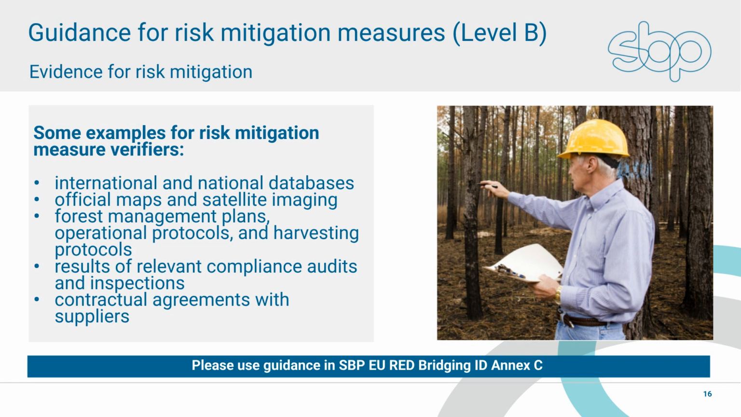Once risk mitigation measures are in place, their effectiveness must be monitored and documented. This relies on collecting appropriate evidence. Examples of verifiers for risk mitigation measures include international and national databases, official maps and satellite imagery, forest management plans and operational or harvesting protocols, the results of audits and inspections, and contractual agreements with suppliers. SBP provides additional guidance on suitable evidence types in Annex C of the SBP EU RED Bridging ID, and this should be used when designing and evaluating mitigation measures.